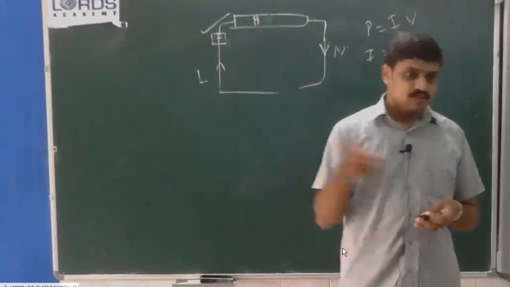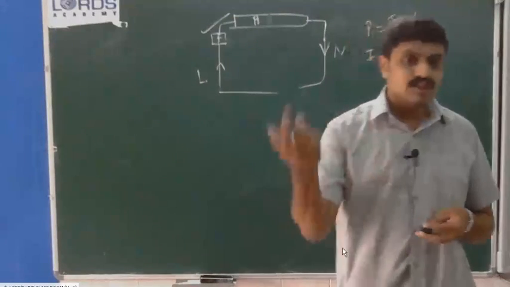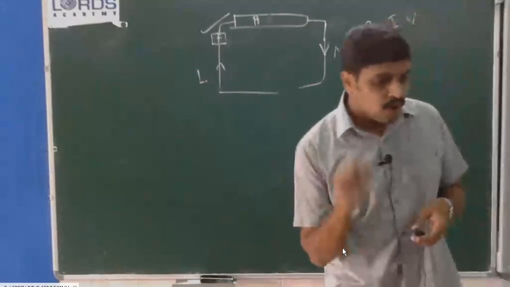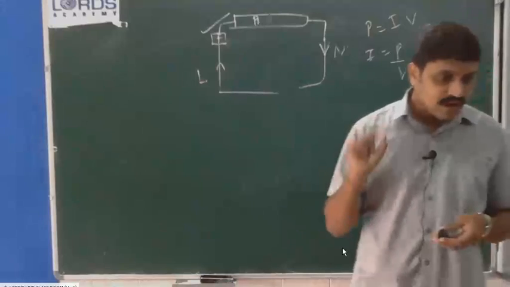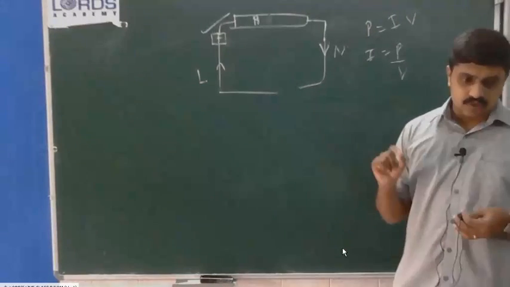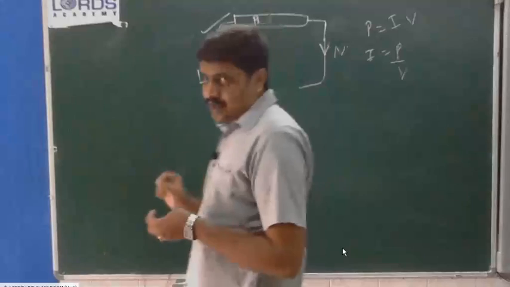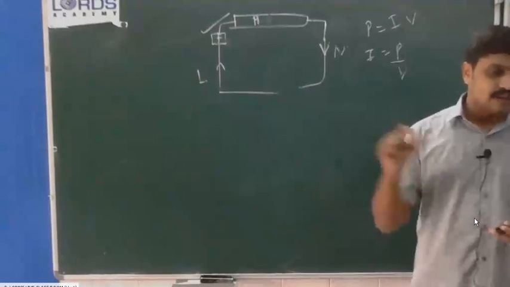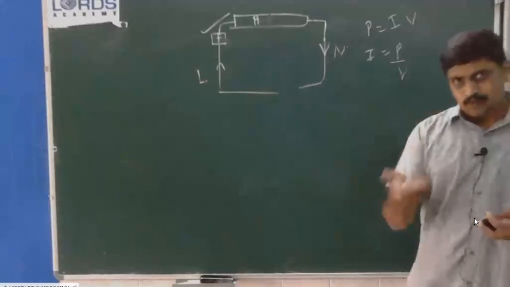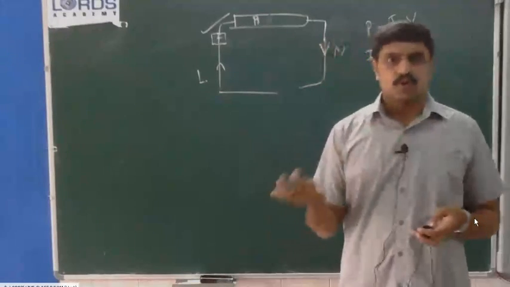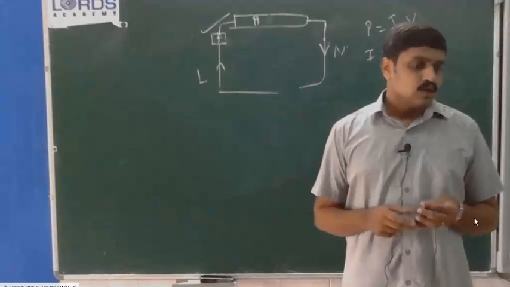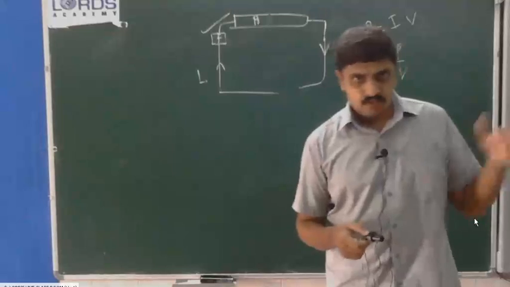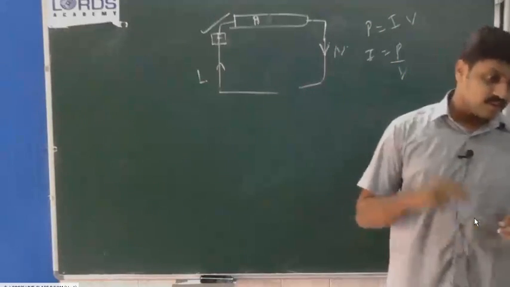Two kinds of switch. Normal switch means the switch we are using in our house. So, what is a switch? A switch is an on-off device for current in a circuit. It means we can switch on or switch off the circuit. That's the use of a switch. We can turn the circuit on or off.